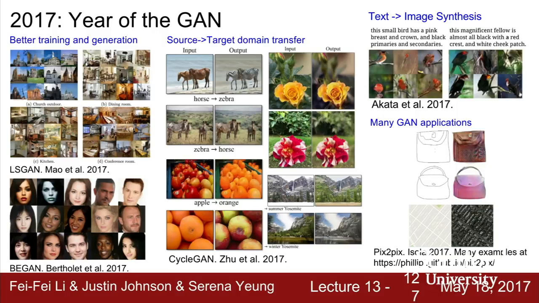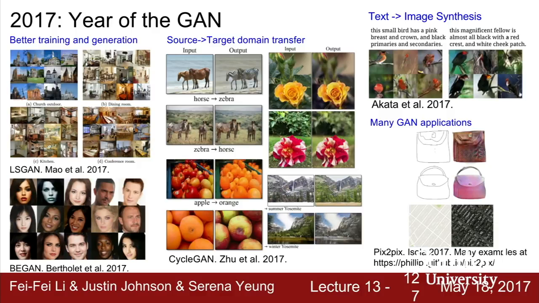On the right here, there's more. There's also going from a text description and having a GAN that's conditioned on this text description and producing an image. There's something here about a small bird with a pink breast and crown, and now we're going to generate images of this. There are also examples down here of filling in edges.